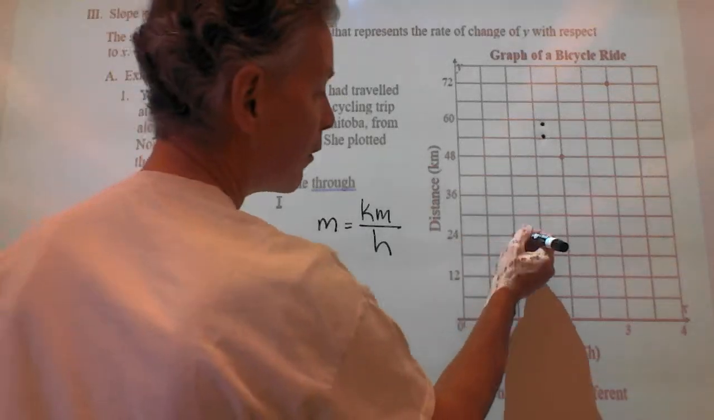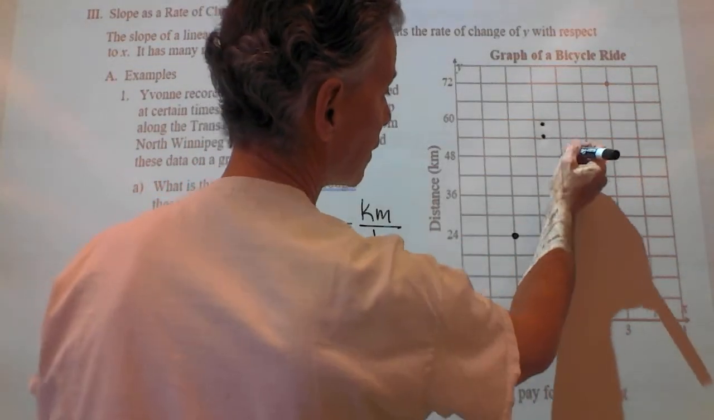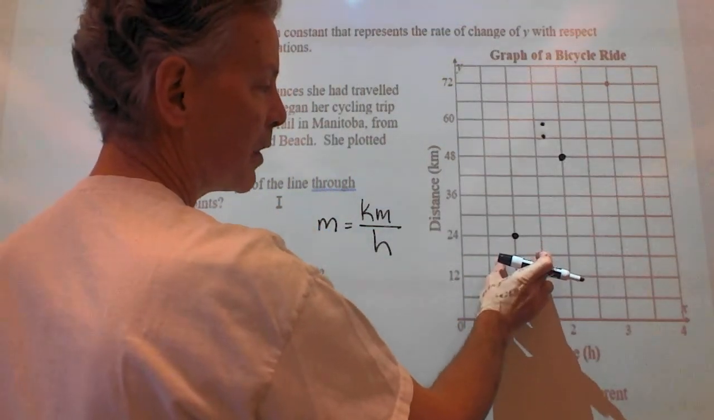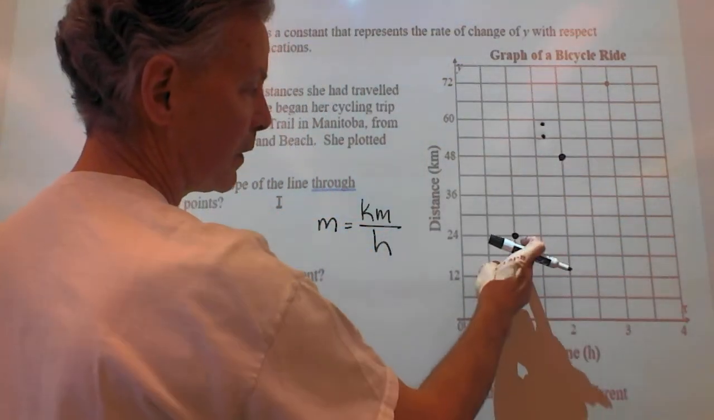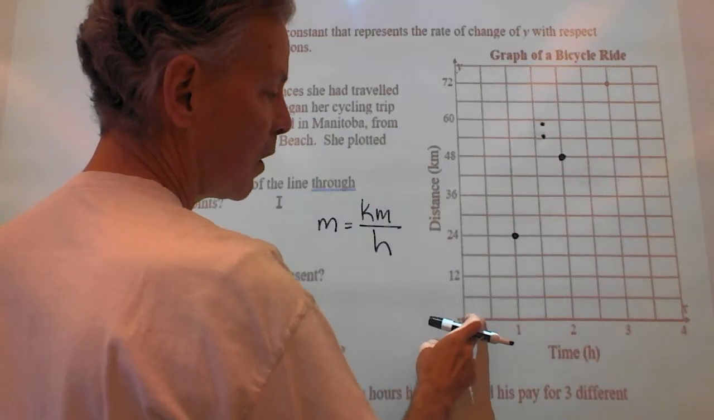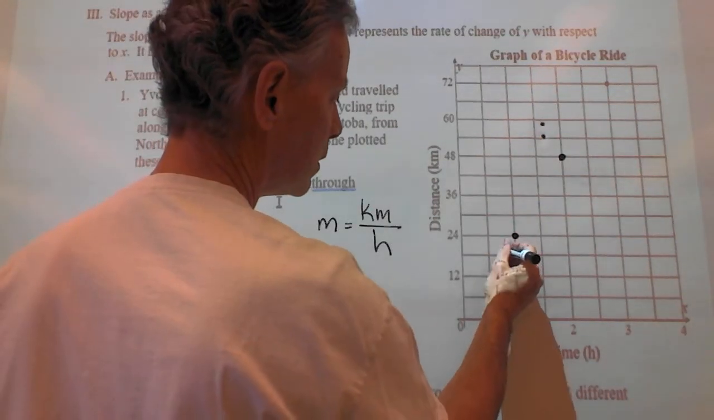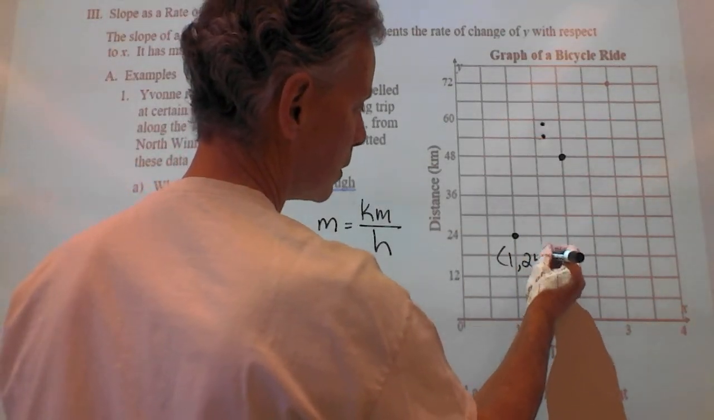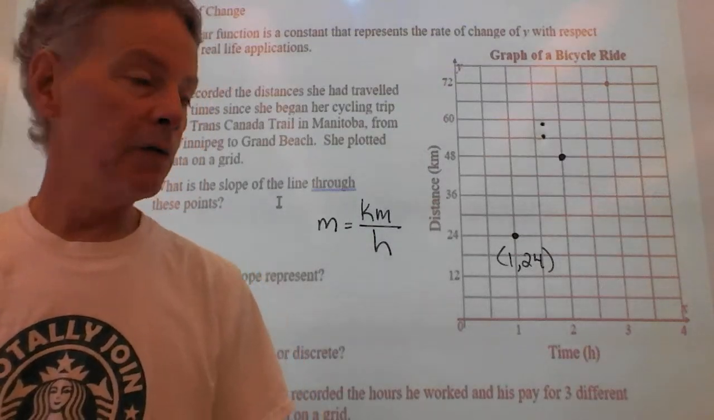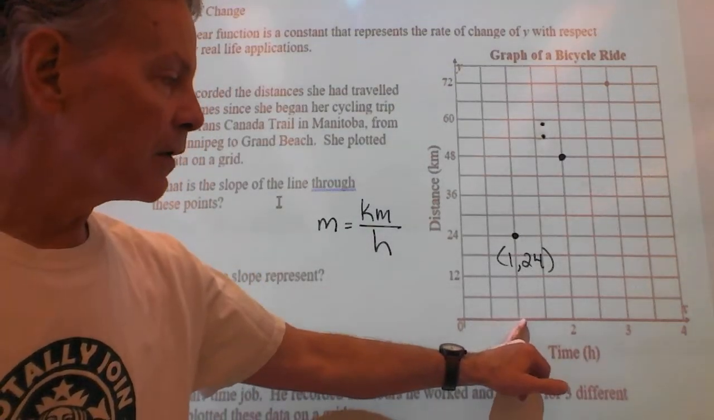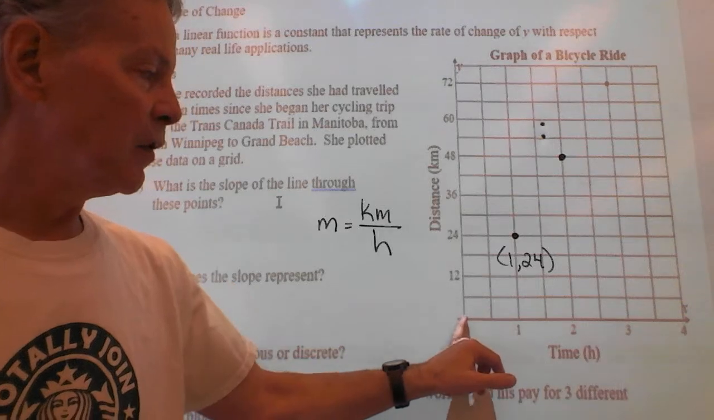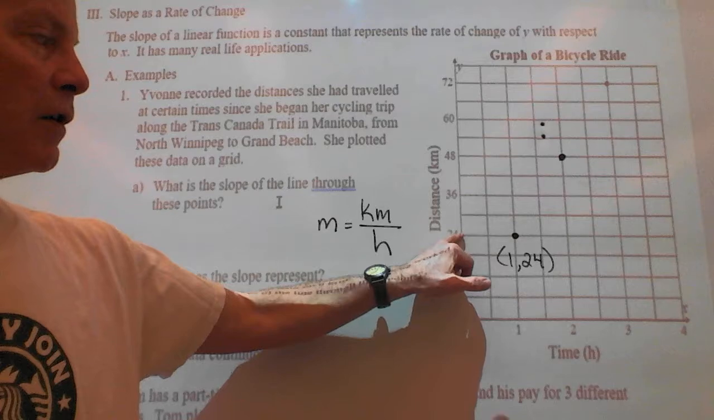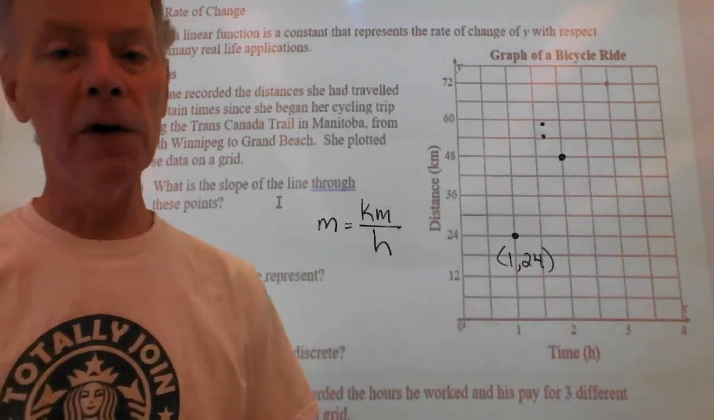So, here are our points. I'll just make them a little more obvious. And I'm just going to write the ordered pair that corresponds to each of these points. So for this point, you are going across to 1, and you're going up to 24. A very common mistake students make is they'll just count the grid squares. So they would have said that their x is 2 because it's 2 grid squares, and their y is 4 because it's 4 grid squares, and they would write 2 and 4 there.